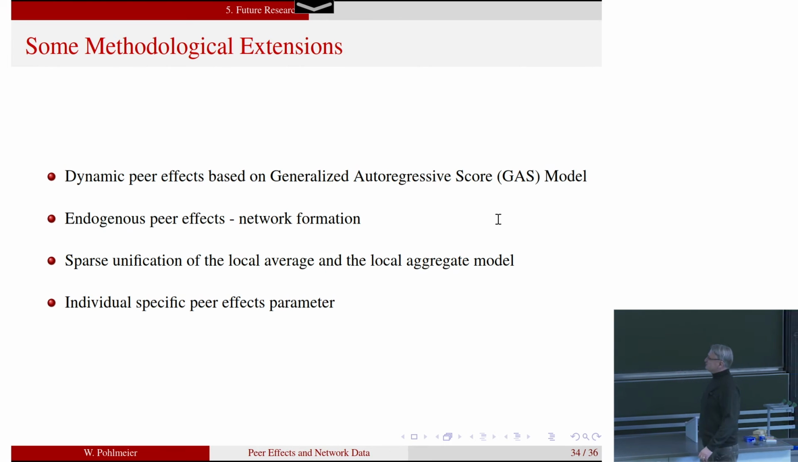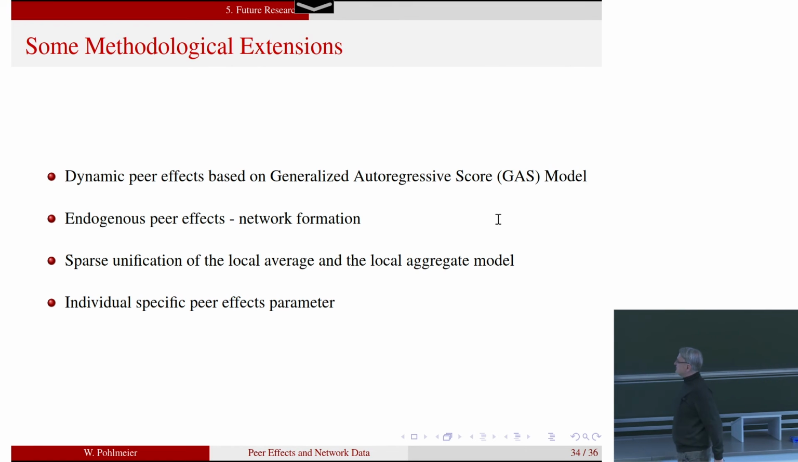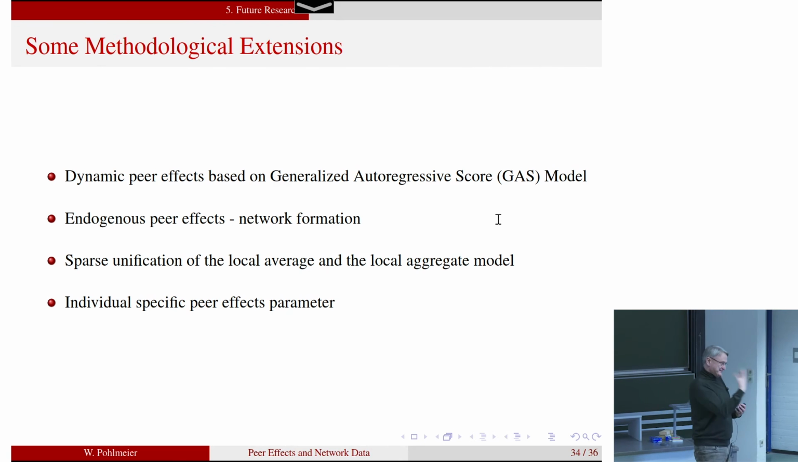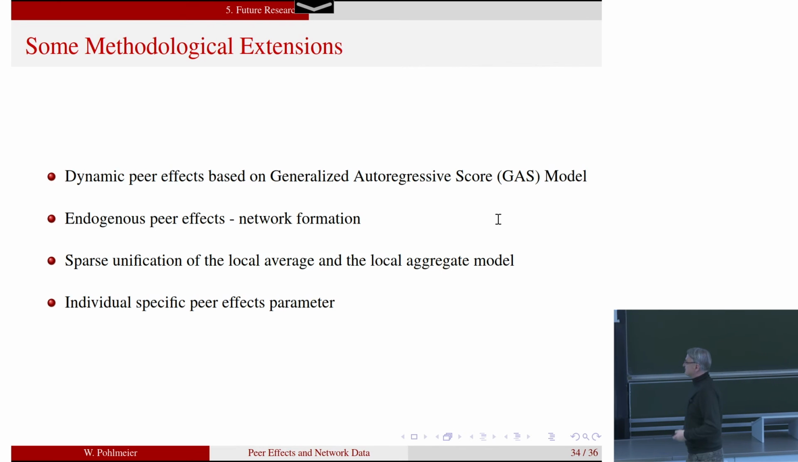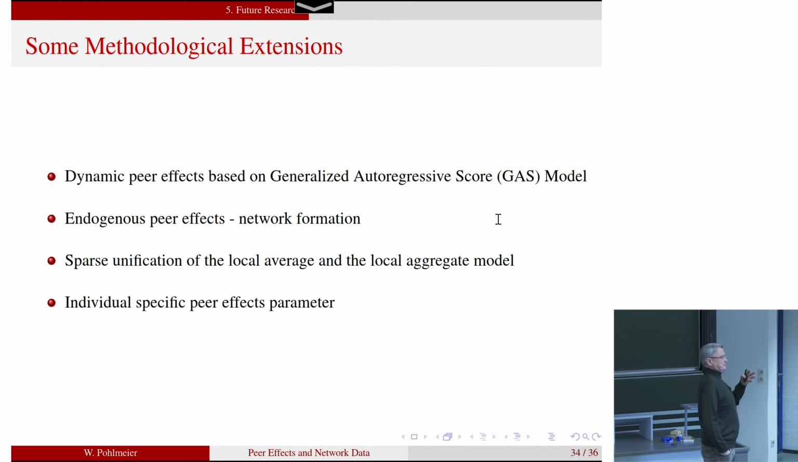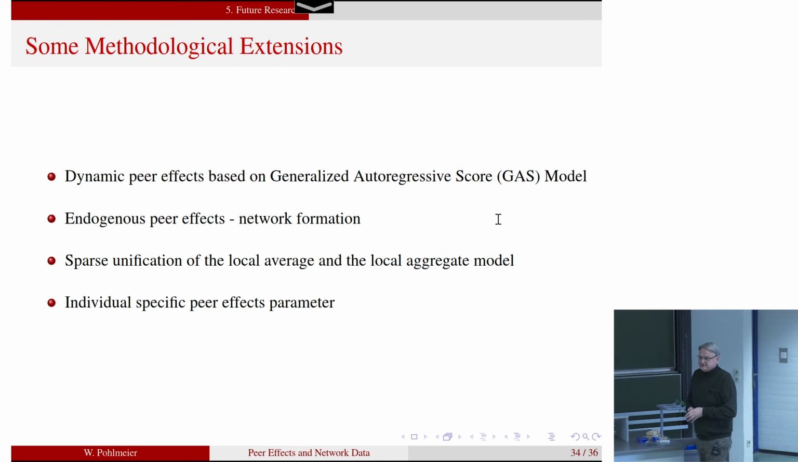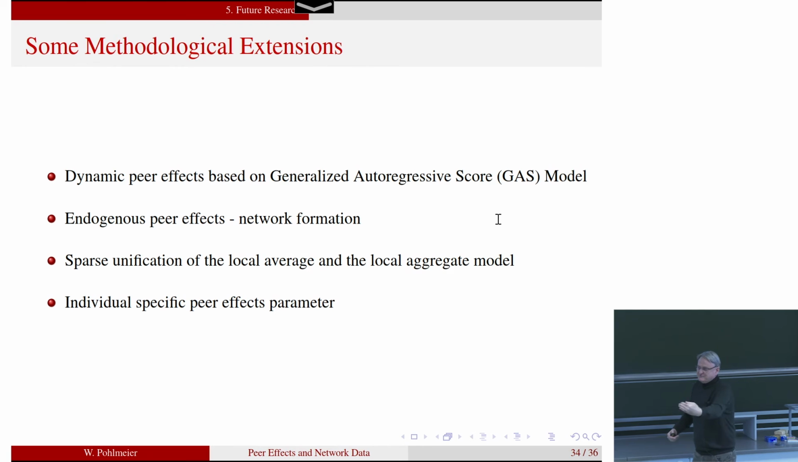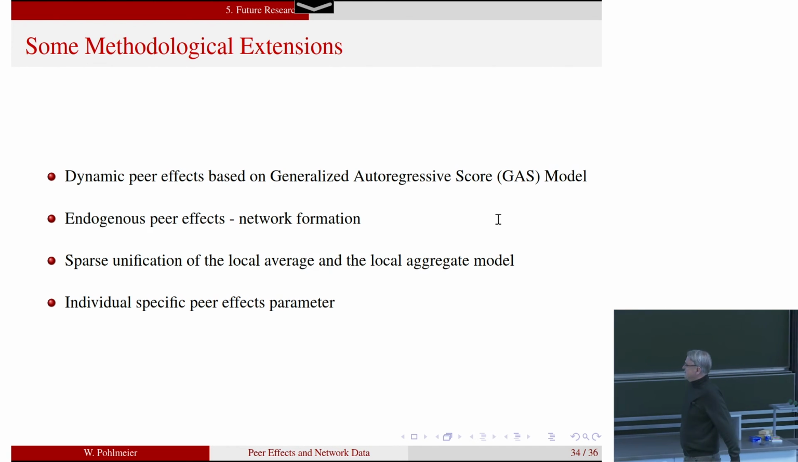We have an idea how to get a sparser specification to unify those two approaches, the local average and the local aggregate model, into one model where simply a single parameter tells us which model is contributing more to explaining the data. And we have some idea of individual specific peer effects parameters. So far, the peer effects parameters were just network specific, and they were driven by network specific factors, but you could also say that every person in the sample has a different peer effect. That would also be handleable quite easily.